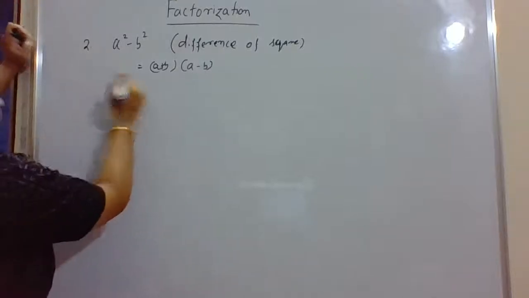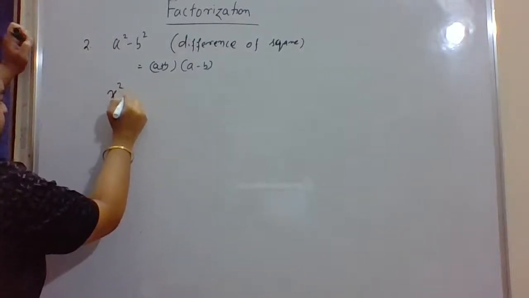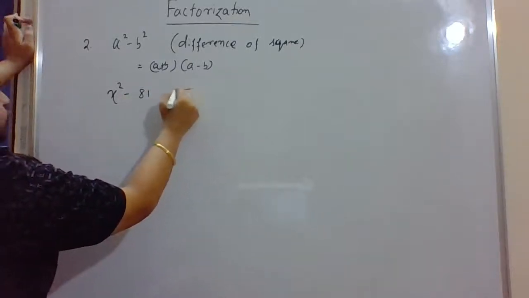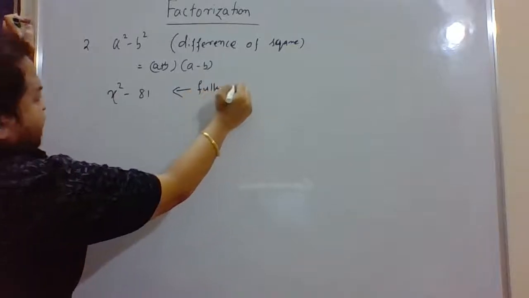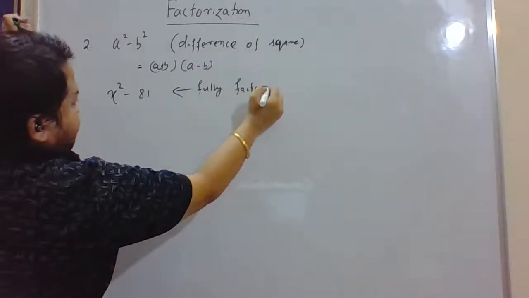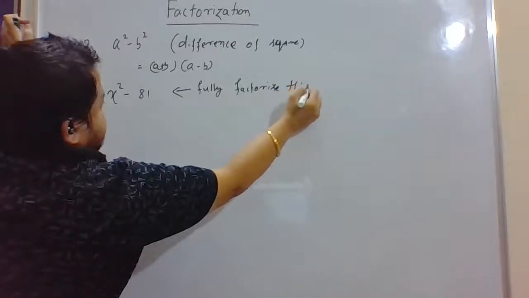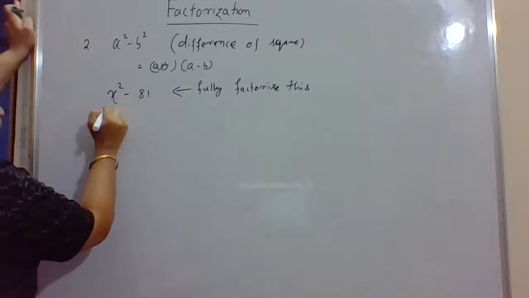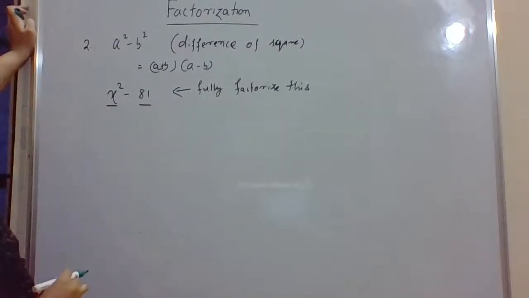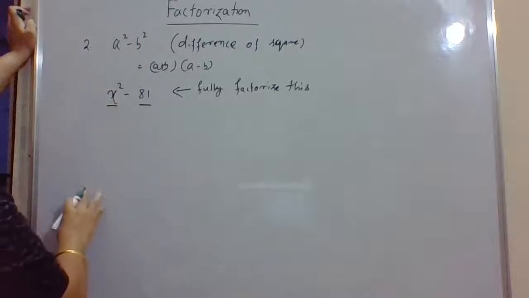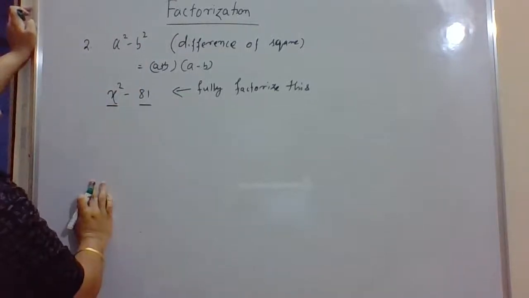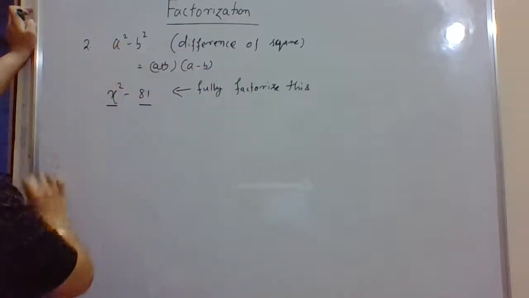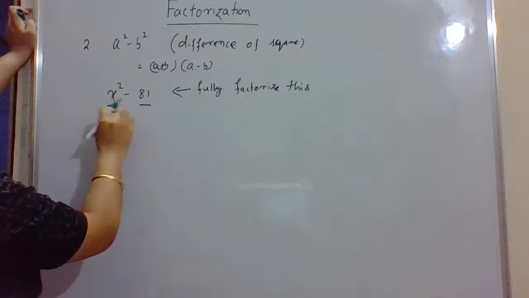Say my given problem is x squared minus 81, and it is asked to fully factorize this. Obviously, if you see the first term and second term, they appear to be squares of two different things, and there's a minus sign in between. And remember, whenever you are solving difference of squares, there will be two terms in the equation. So x squared minus 81.